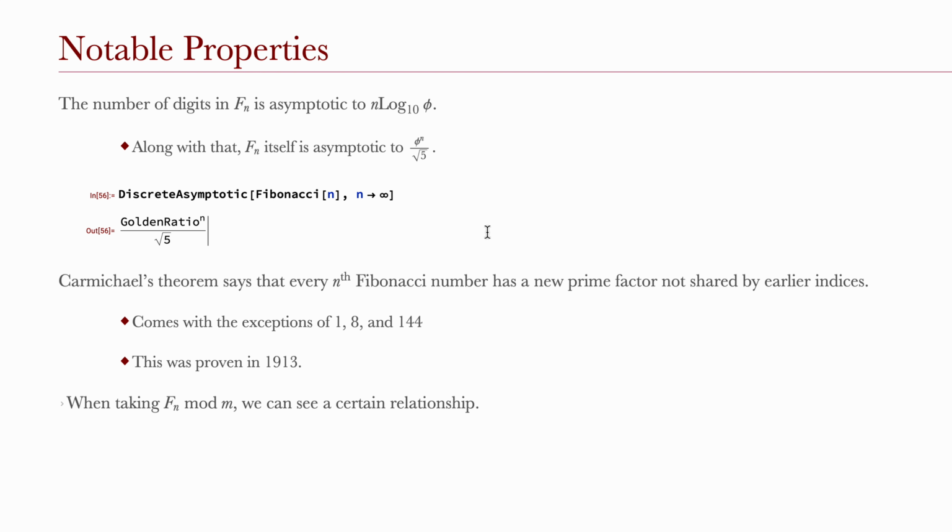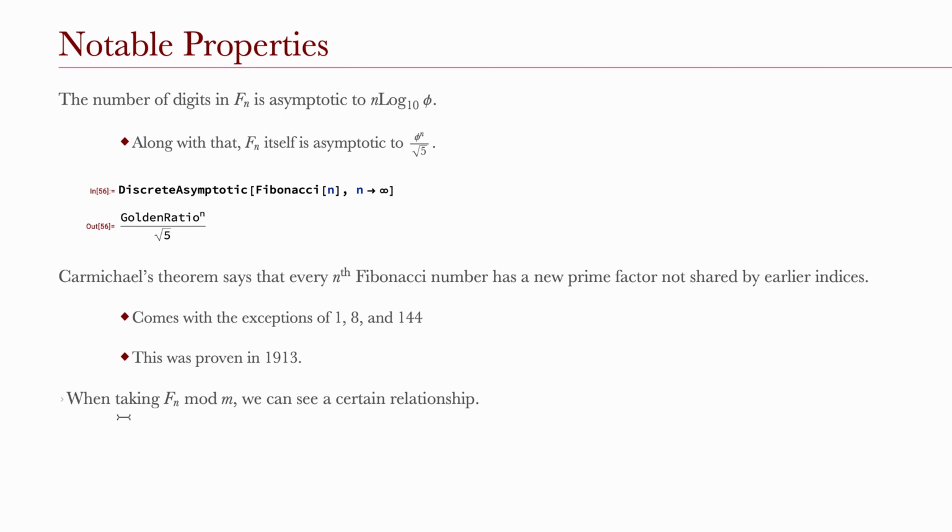Along with that, we have Carmichael's theorem, which states that every nth Fibonacci number has a new prime factor not shared by the earlier indices, with the exceptions of 1, 8, and 144. And this was all proven back in 1913.